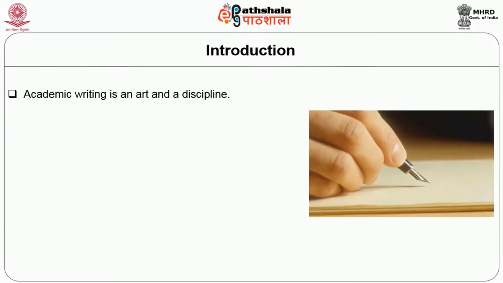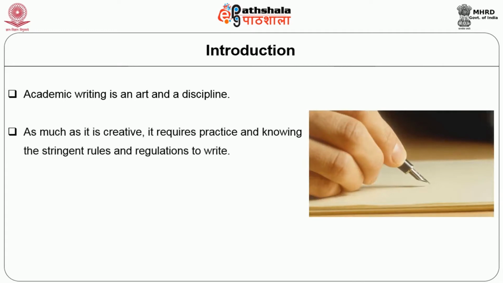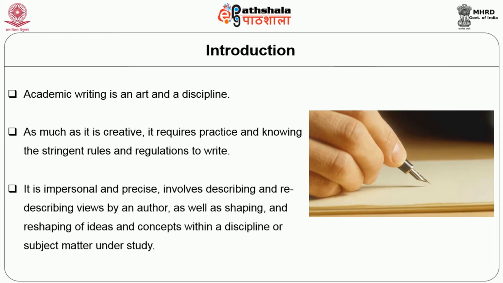Academic writing is an art and a discipline. As much as it is creative, it requires practice, knowing the stringent rules and regulations on how to write. Academic writing is also impersonal, precise, and it involves describing and redistributing views by an author. There is a shaping and reshaping of ideas and concepts within a discipline or subject matter which is under study.